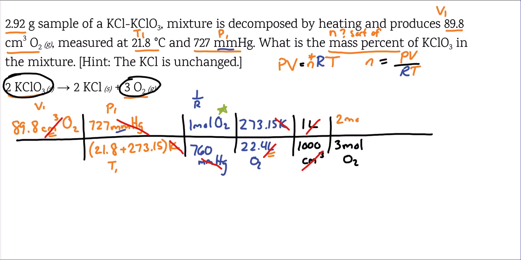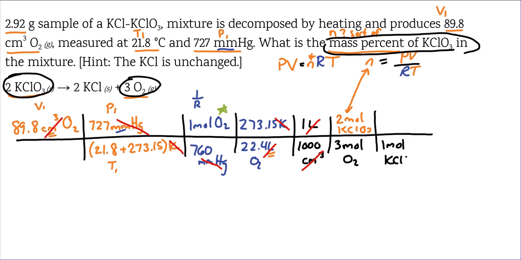After that, we can use our stoichiometric relationship to say that for every 3 moles of oxygen, there are 2 moles of potassium chlorate that are consumed. Once we're into moles of potassium chlorate, we can use the molar mass of potassium chlorate to determine how many grams of potassium chlorate are in this mixture. After that, we'll be able to do that mass divided by the whole, the 2.92 gram sample, times 100%.